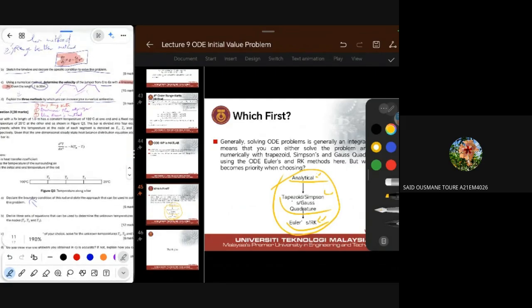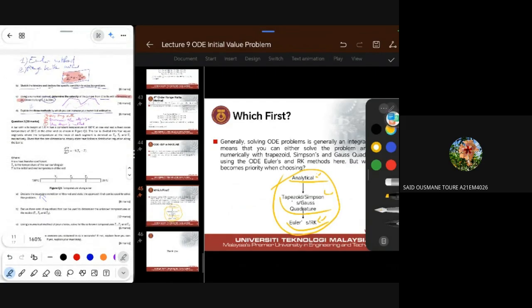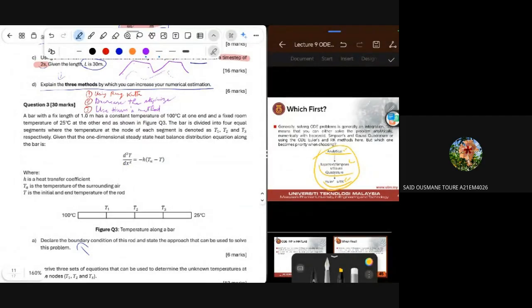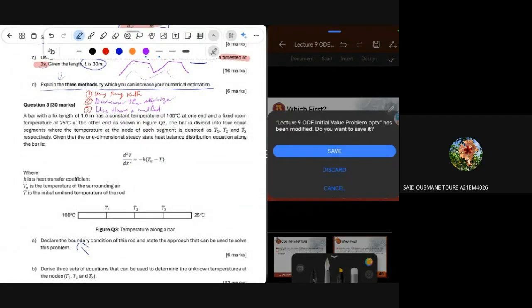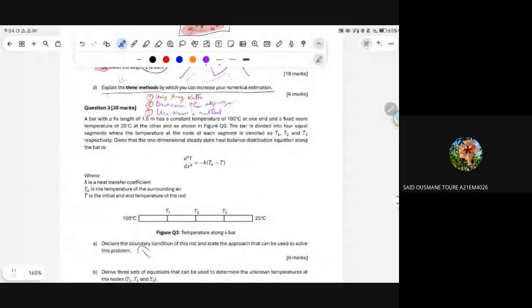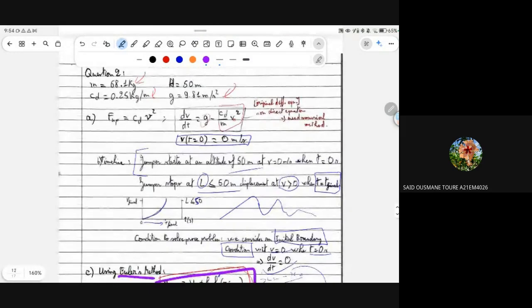Now question 3. Final question 3. Question 3, there is one thing that you must keep in mind, which is that there is no slide for question 3 on my side. Sorry. I don't know if there was a slide from your side. Did the lecturer send any slides for chapter 3, BVP? Did the lecturer send any slides?